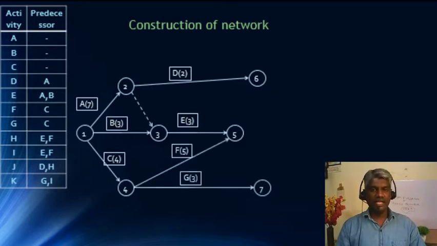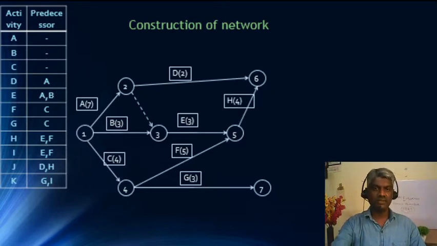F and G starting from C. And again, the next activity H and I starts from the node where E and F ends. So, at node 5, both E and F end. So, we have to start H and I from this particular node. So, H is also starting from 5 and I is also starting from 5.